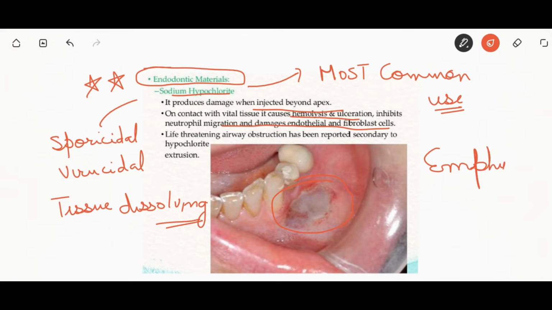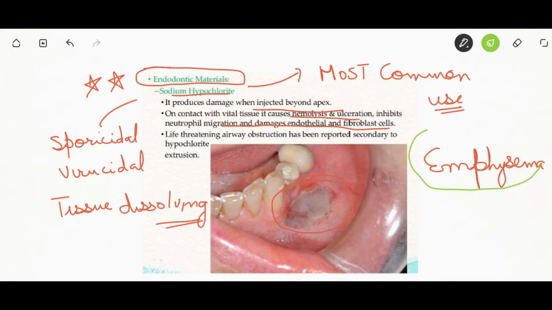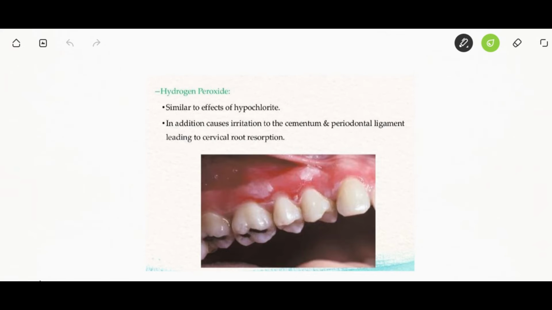On contact with vital tissue, sodium hypochlorite will cause hemolysis, ulceration, facial nerve weakness, and necrosis. It damages endothelial cells and fibroblasts. Inadvertent injection of sodium hypochlorite solution into the periapical tissue leads to emphysema due to oxygen liberation into the tissues. Next, gutta-percha. Gutta-percha is a biologically inert material used to obturate the space inside the root of the tooth during endodontic treatment.